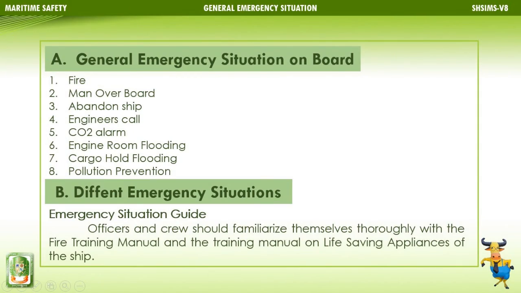A. General emergency situation on board. Fire. Man overboard. Abandoned ship. Engineer's call. CO2 alarm. Engine room flooding. Cargo hold flooding. Pollution prevention. B. Different emergency situations. Emergency situation guide. Officers and crew should familiarize themselves thoroughly with the fire training manual and the training manual on life-saving appliances of the ship.